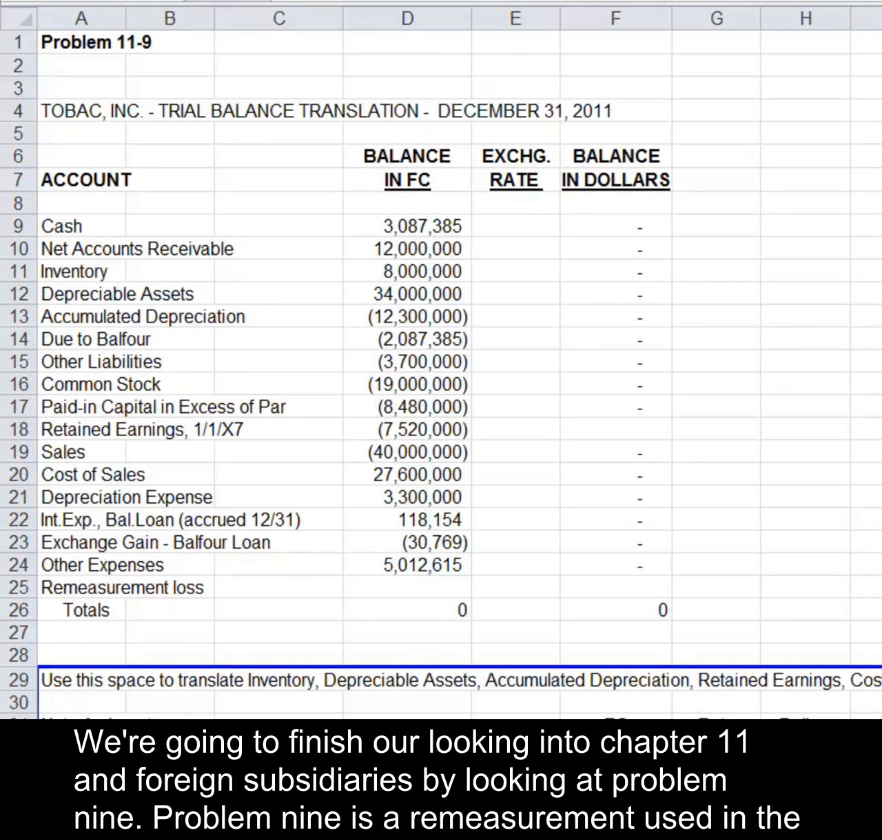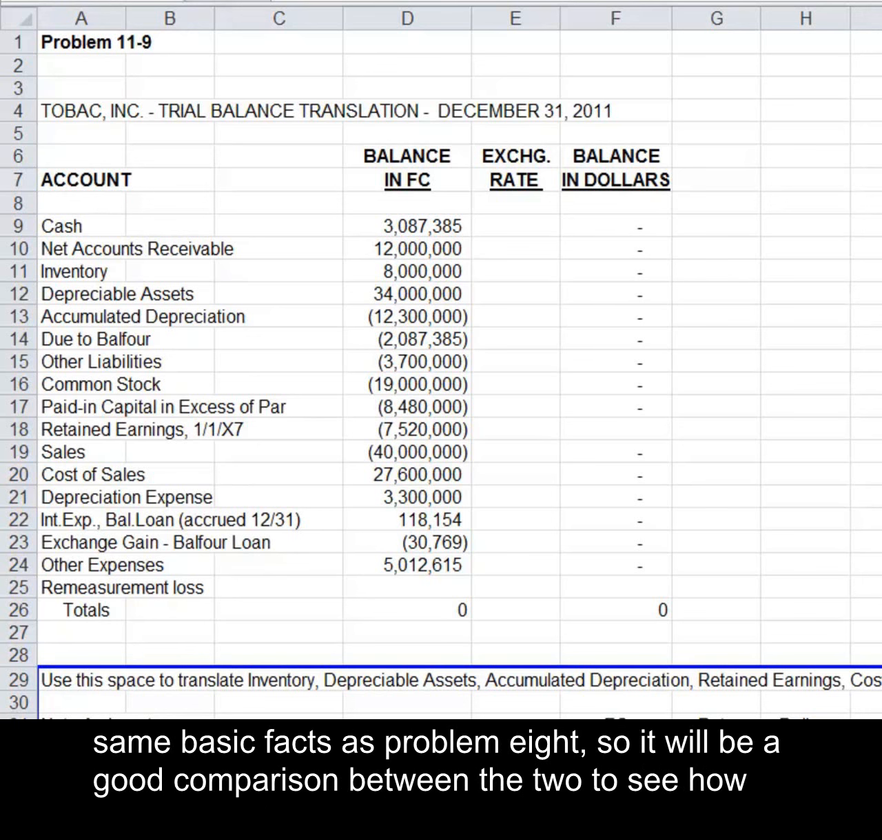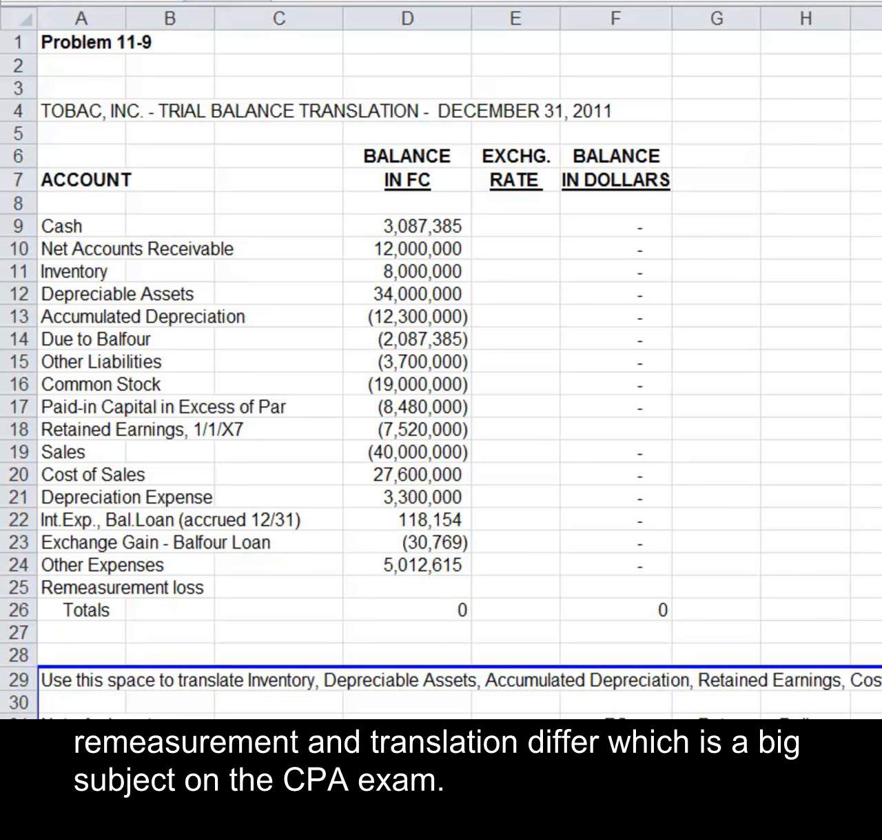We're going to finish our looking into Chapter 11 and foreign subsidiaries by looking at Problem 9. Problem 9 is a remeasurement using the same basic facts as Problem 8, so it will be a good comparison between the two to see how remeasurement and translation differ, which is a big subject on the CPA exam.